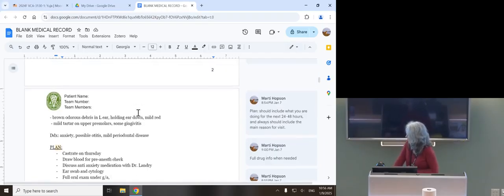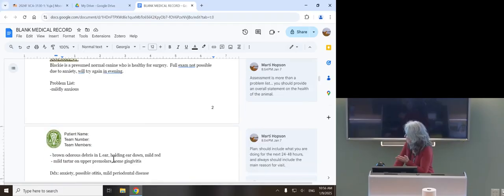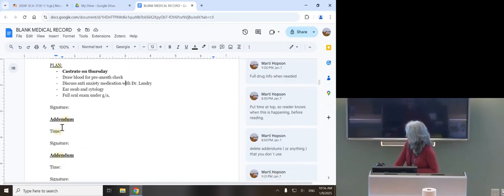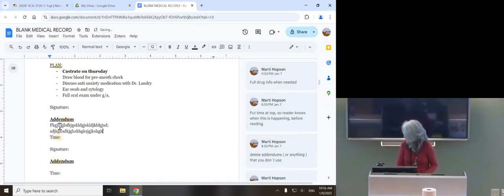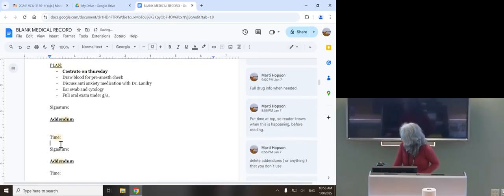So I've made a plan that, in this example, addresses all of the things we noted as problems, and also says the main reason that the animal's here. You don't have to bold it, but the main reason. Great. And signing it. Okay. In an addendum, a lot of times people are putting their addendum here. Okay? I don't care if your signature's ahead of the addendum, but please put the addendum here. Put the time at the top.